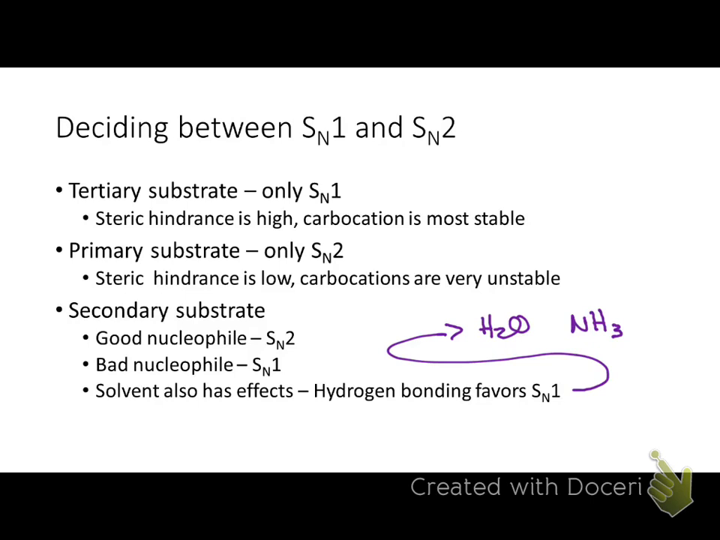So it is pretty interesting. I relate everything to dating and all that stuff, but it is kind of interesting how that has an effect. Hydrogen bonding solvents tend to swamp the nucleophile.